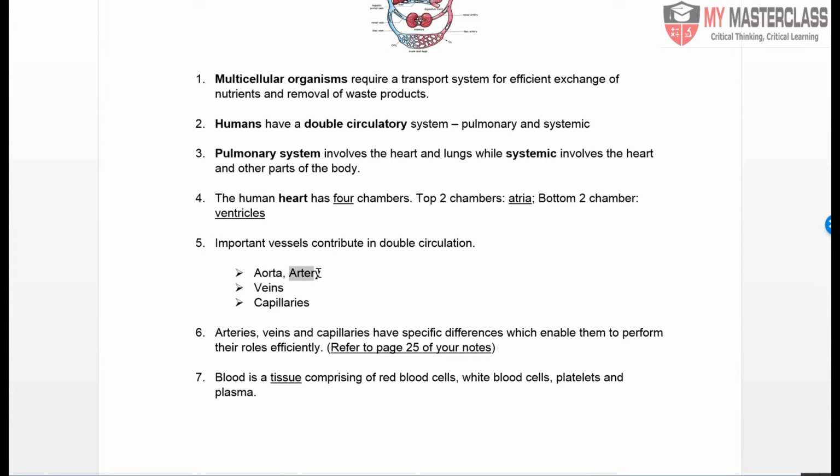Okay, so vessels that contribute to this circulation, you have your aorta, artery, veins, and capillaries. All these 3 main ones, my artery, my veins and my capillaries will require different adaptations, and they have got specific characteristics. Okay, so for this in depth, please refer to page 25 of your notes, as this is just meant to be a very brief summary. Last but not least, we looked at how blood is actually a tissue to recap your cell organization system. And this consists of red blood cells, white blood cells, platelets, and plasma.